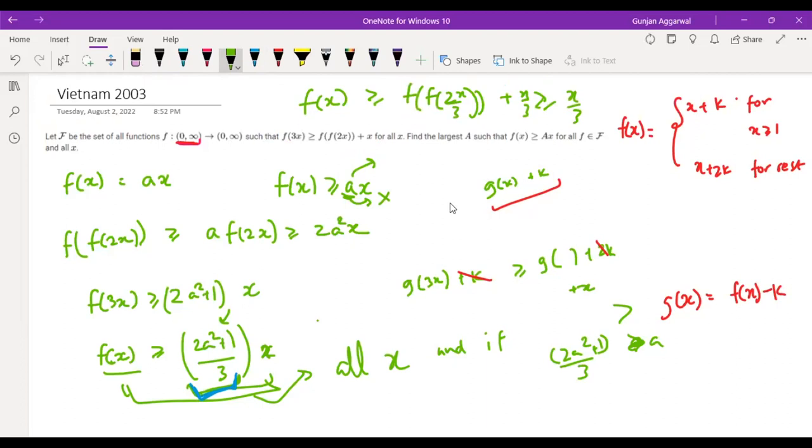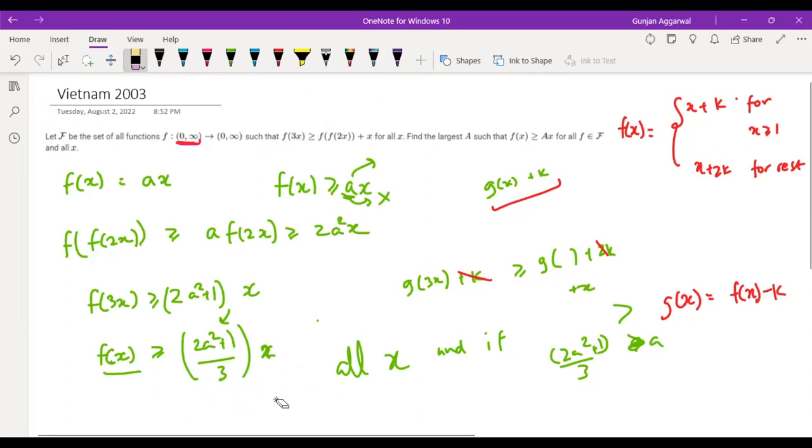Wait, how can you move the three to the other side? A equal to 1 by 3 works, but why does the largest A exist? By the question, you just assumed that such a largest A exists. We need to put some upper bound here, and you are just comparing the lower bounds. Comparing lower bounds won't work in any case. We're not comparing lower bounds.